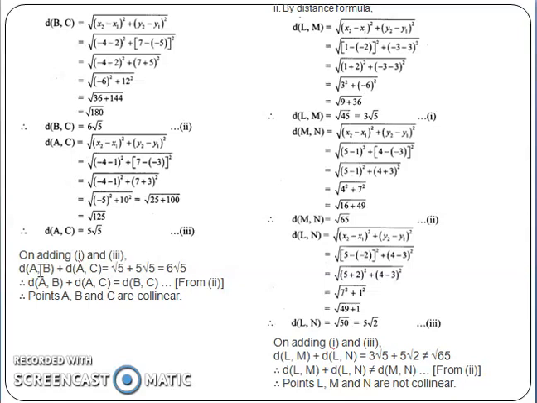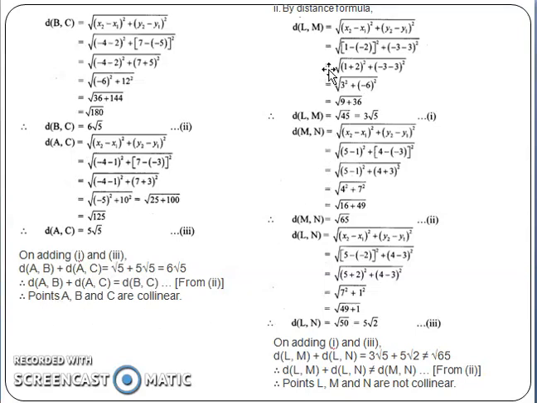That means we have to add to find the distance. Then we will say that points A, B and C are collinear. So distance of AB plus distance of AC, if it is equal to distance of BC, then we can say that these points are collinear.